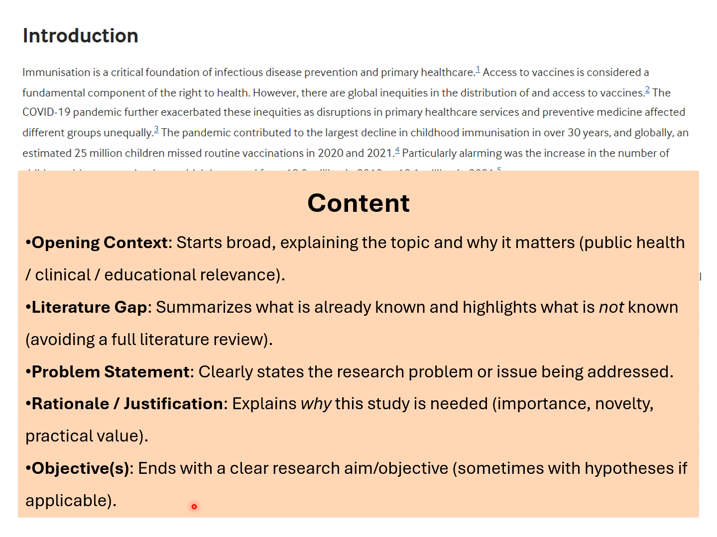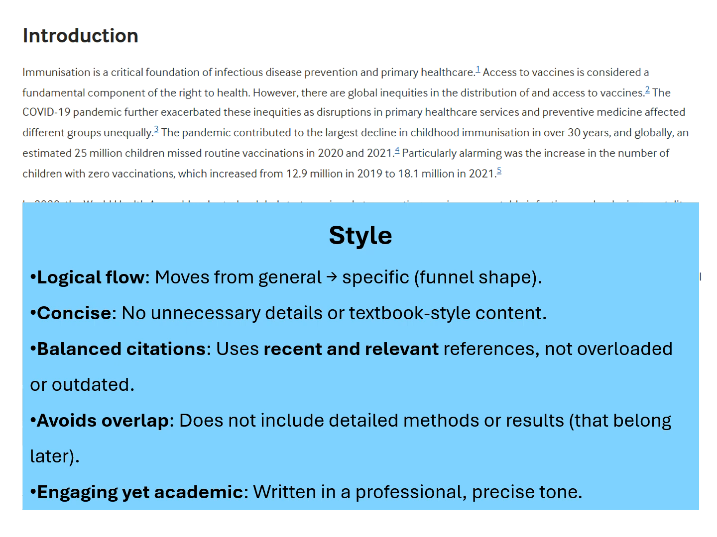Usually journals ask you to give objectives, otherwise you can give a hypothesis if there is one, and you can write a research question as well. So it ends with a clear research aim or objective, and sometimes a hypothesis is also given if applicable. Coming to the style of introduction, there is a logical flow, moving from general to specific in a funnel-shaped manner that I have already shown you. It should be concise, with no unnecessary details or textbook-style content.